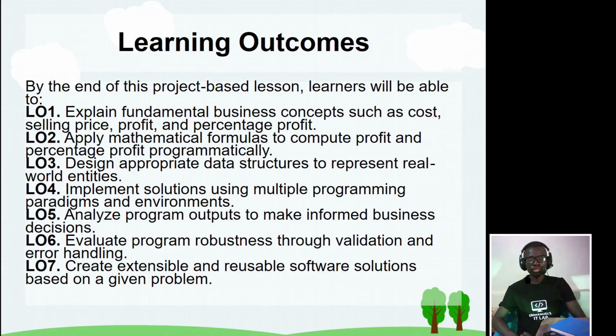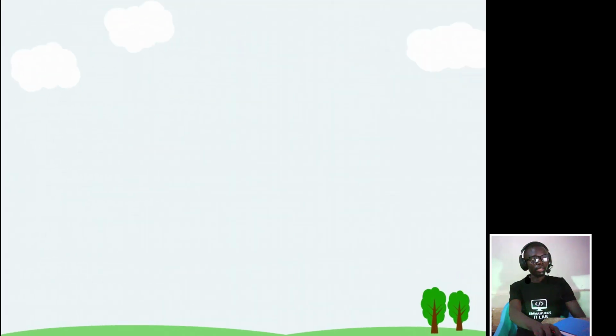One of the outputs we shall create will be a CSV file. You should also be able to evaluate program robustness through validation and error handling, and create extensible and reusable software. In the previous case, we have seen 3 products. Can you extend this application to handle more than 3 products?